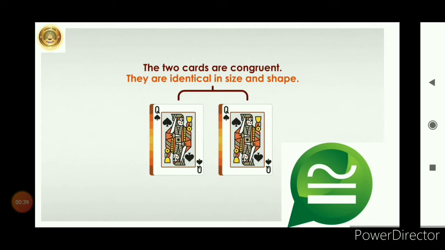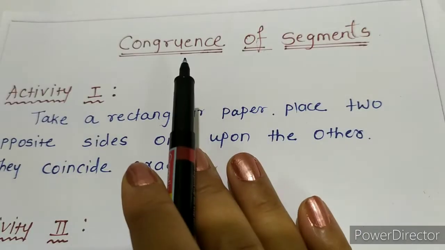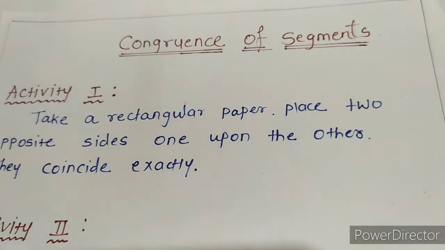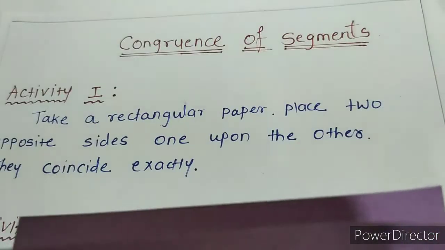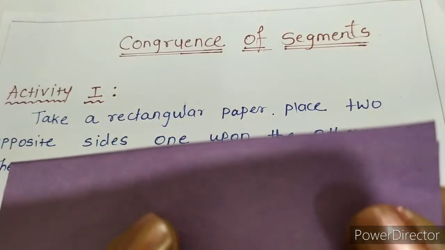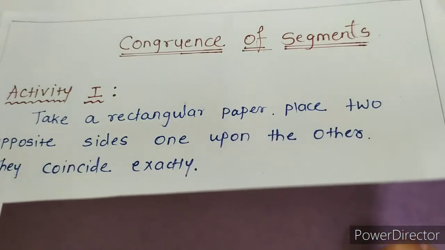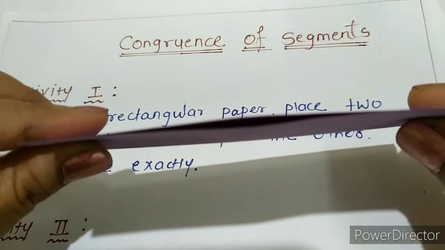First is congruence of segments. In this activity, take a rectangular paper. I have this rectangular paper. Place two opposite sides one upon the other. If I place these two sides, we'll find that they coincide exactly. Here you can see it, they coincide exactly.